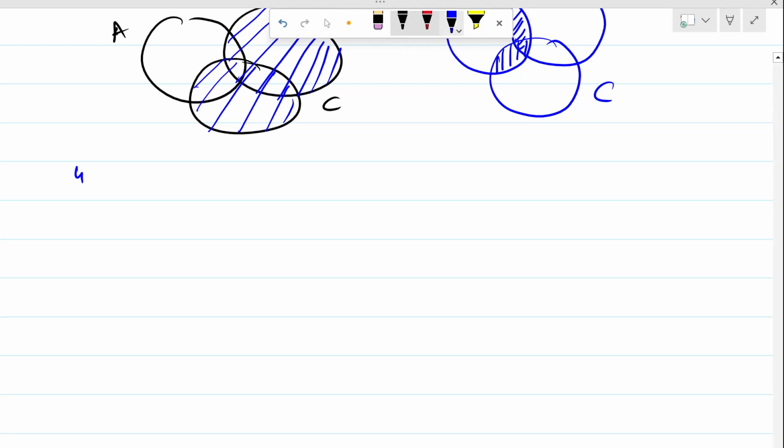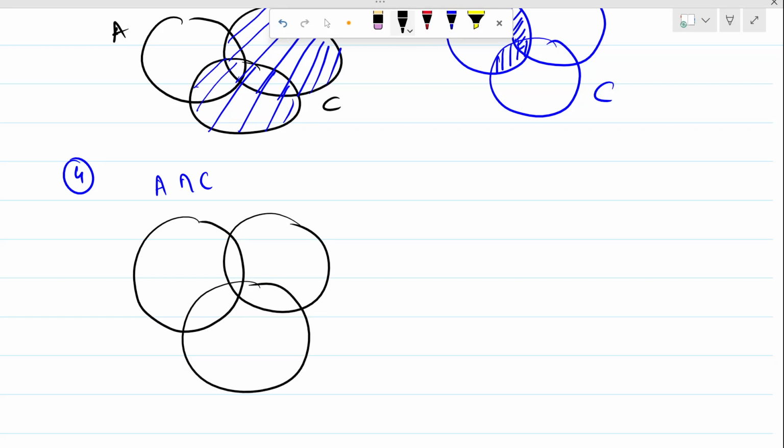Next we have A intersection C. So we will draw A, B and C. A intersection C will be all the common elements between A and C, including those parts of B which are intersected by A and C. So this is a part which is intersected by B. So we take all the elements of A and C.